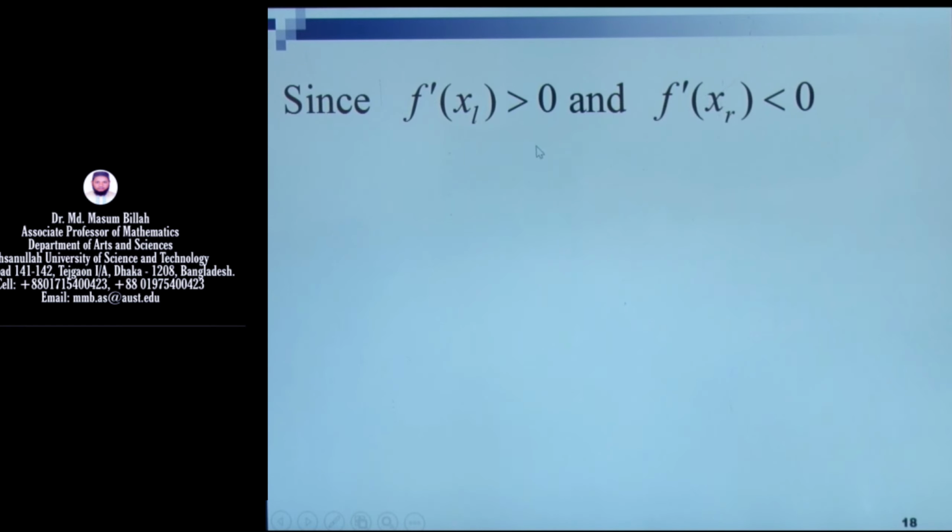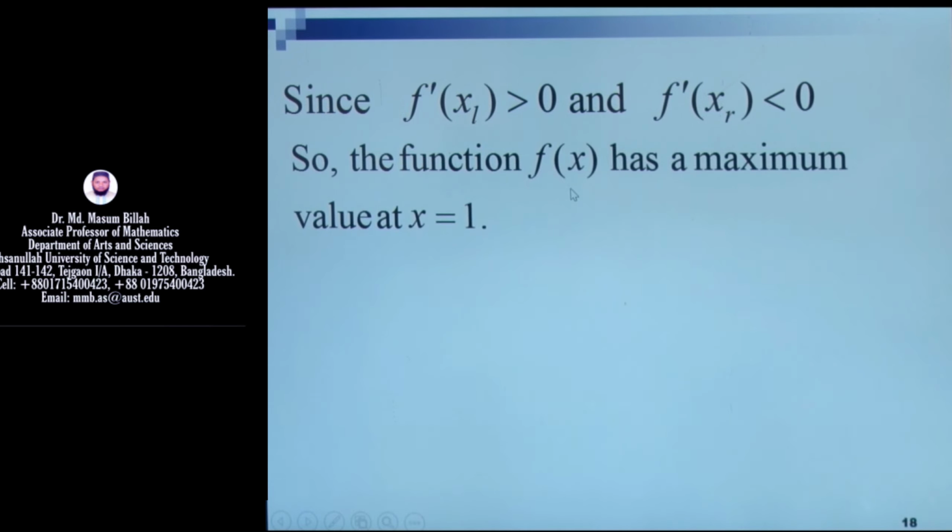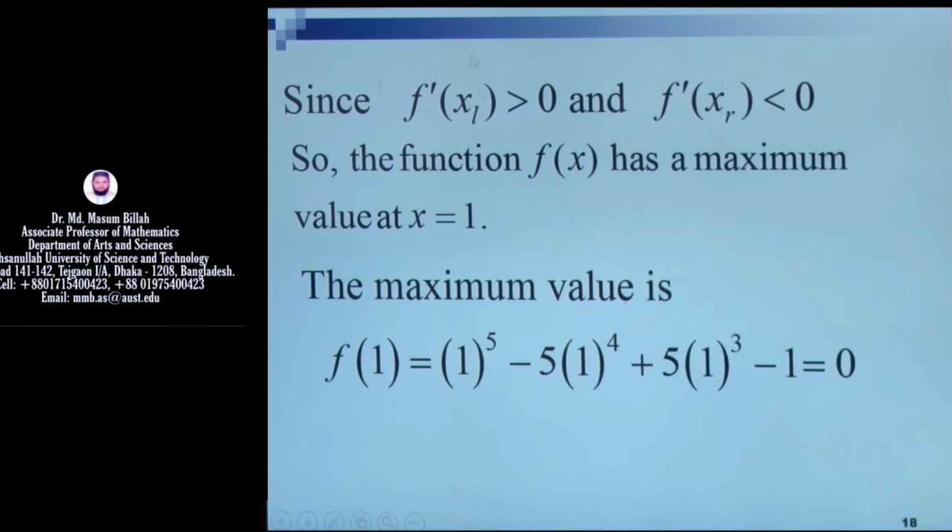So since f prime xl is positive and f prime xr, that is right side, is negative, the function f of x has a maximum value at x equal to 1. So what is the maximum value? The maximum value is function of 1. The result is 0. So the maximum value is 0.